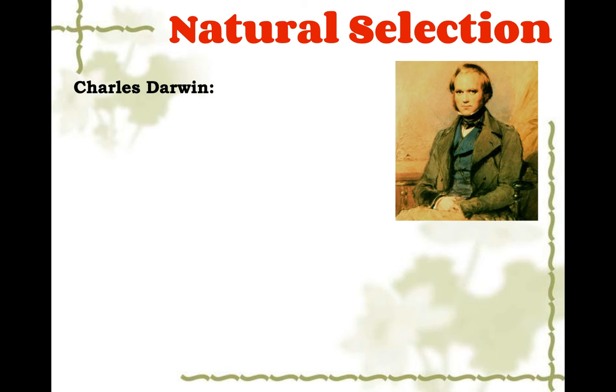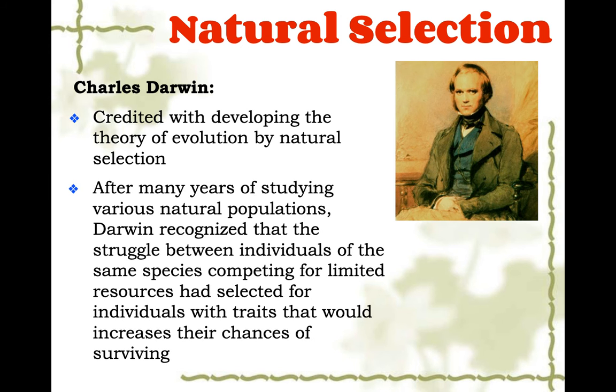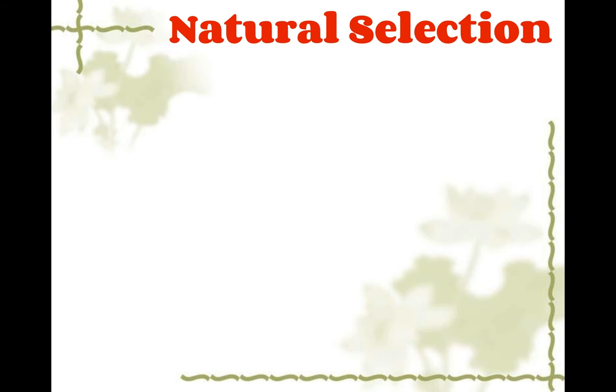So you've probably heard of Charles Darwin, and he is credited with developing the theory of evolution by natural selection. He studied various natural populations for many, many years. And in his studies, he recognized that the struggle between individuals of the same species competing for limited resources had selected for the individuals that had traits that would increase their chances of surviving. So, that, in a nutshell, is natural selection.